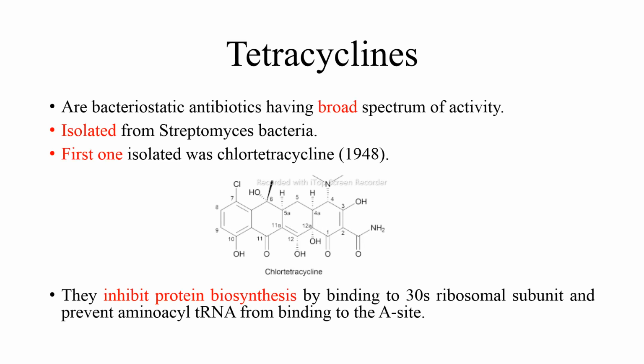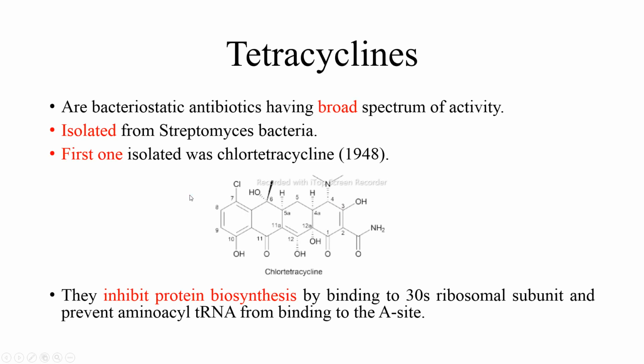So tetracycline, as the name suggests, contains four fused rings. It is present in front of you. There are four tetracyclic rings, and the four rings are fused with each other. It is called a tetracyclic ring, and this class is called tetracyclines.